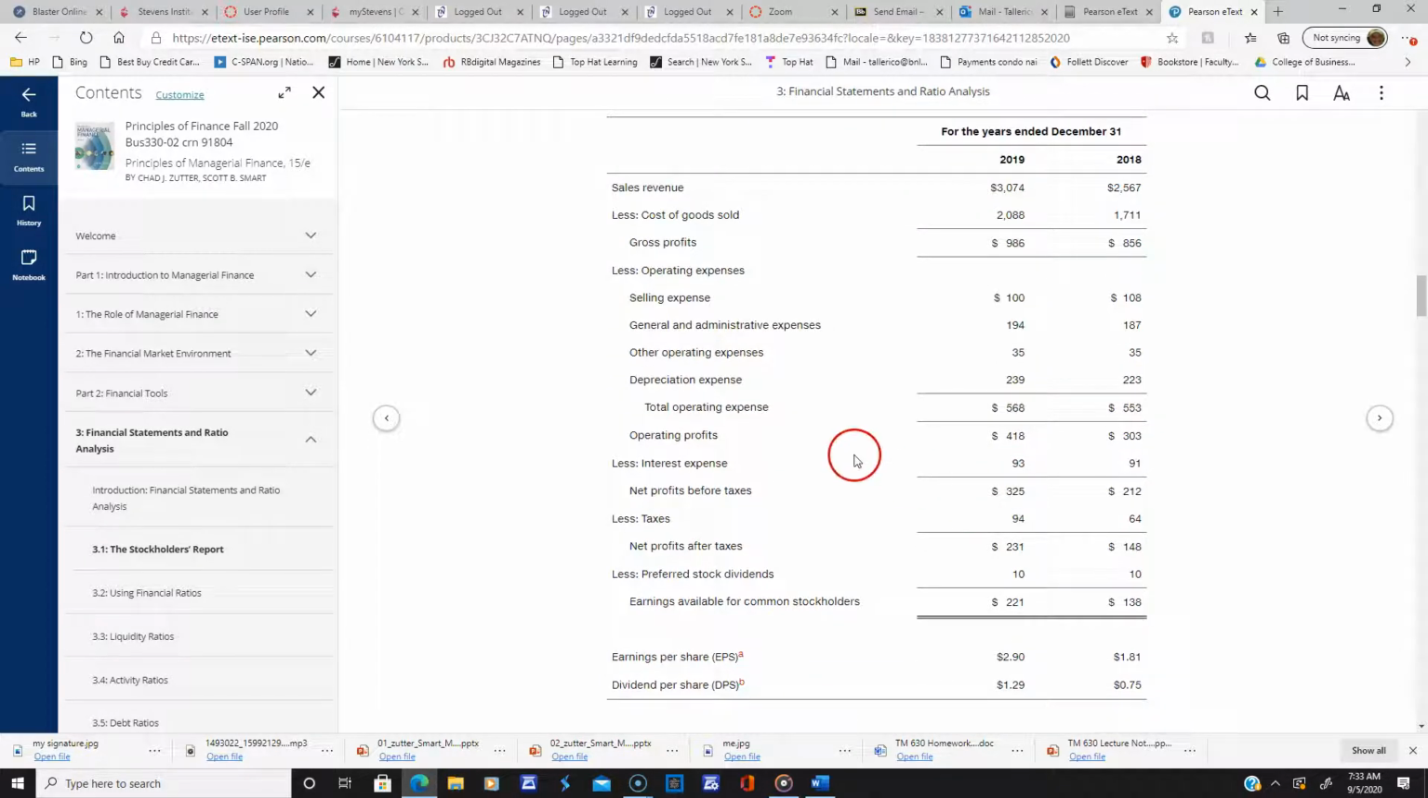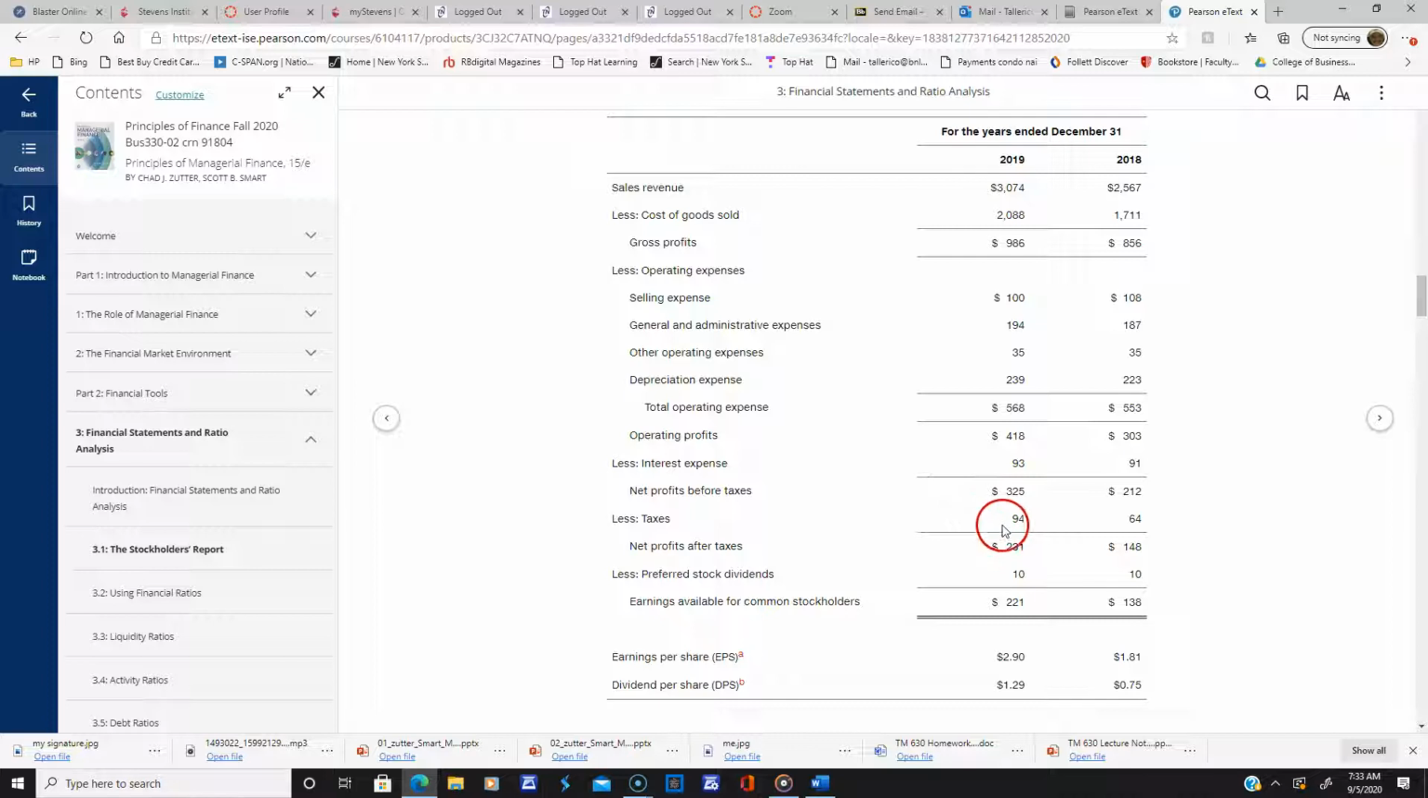All right, now the next item here is called less interest expense. What that means is that's the interest you're paying the bondholders, the people who loan you money. You have to pay them interest, right? So you can write off the interest to the bondholders. And when you subtract that from your operating profits, you're left with net profit before taxes. And then, of course, you have to pay your taxes, like we all do, right? Then you subtract that, so now you've got net profit after taxes.